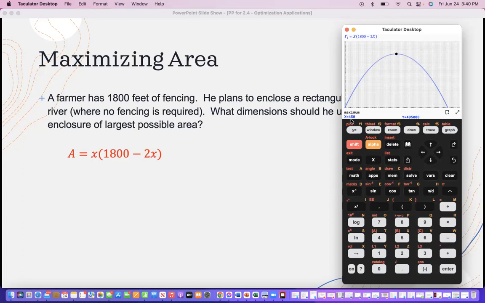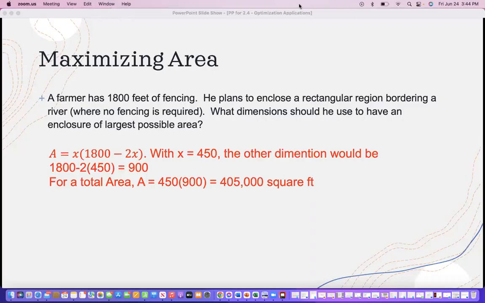We can see our maximum here is at 450,000. I'm sorry, 450 feet for X. And then that gives me a max area of 405,000. So with our X equal to 450, the other dimension would be 1,800 minus twice that, which is 900. That gives me a total area of 450 times 900, which gives me a max area of 405,000 square feet.